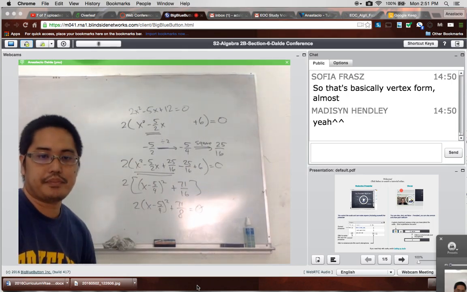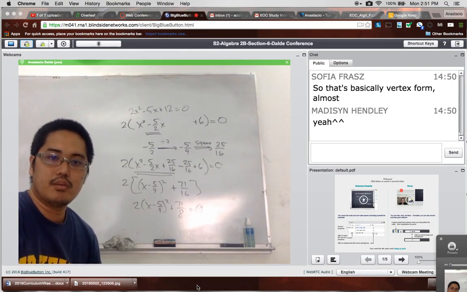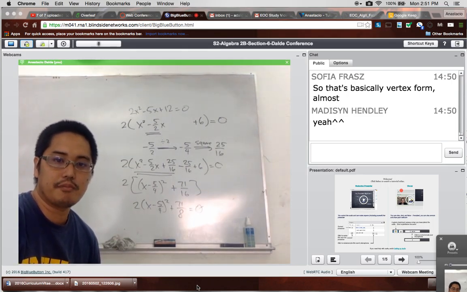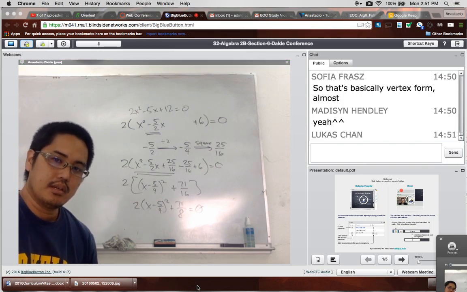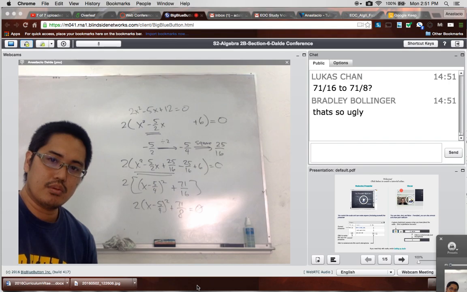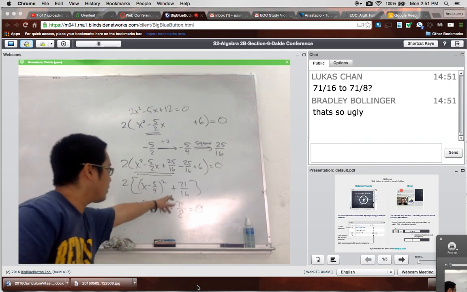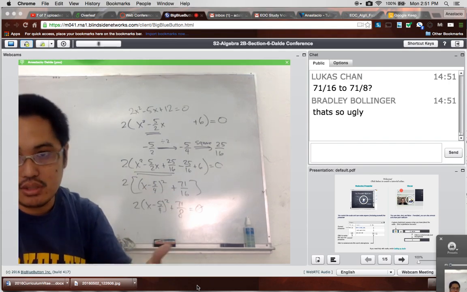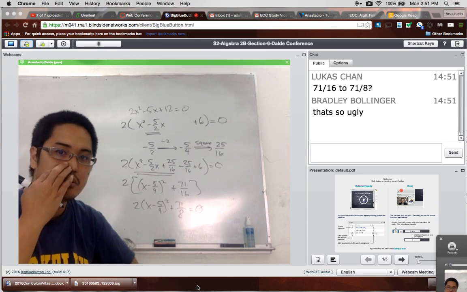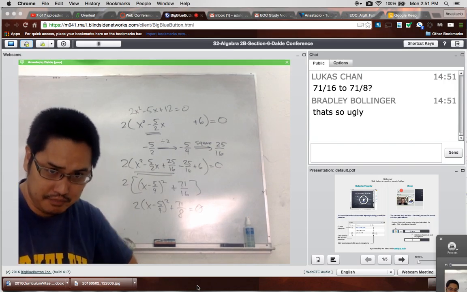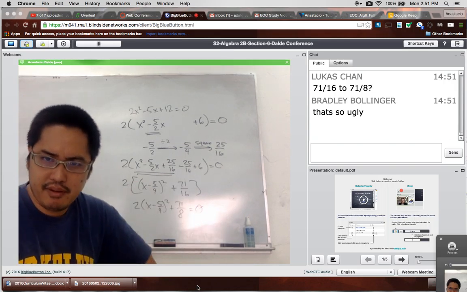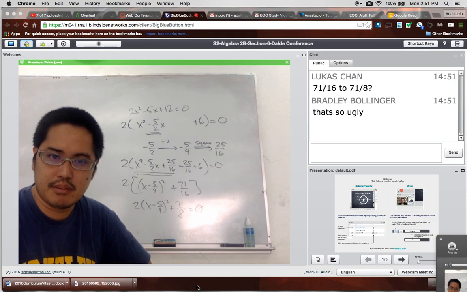Okay. So look, we've changed it into vertex form. And, well, 71 over 16 multiplied by 2 is 71 over 8. Yes, I agree with you. It's so ugly. Remember, I made this problem up off the top of my head. I didn't expect the numbers to come out nicely.